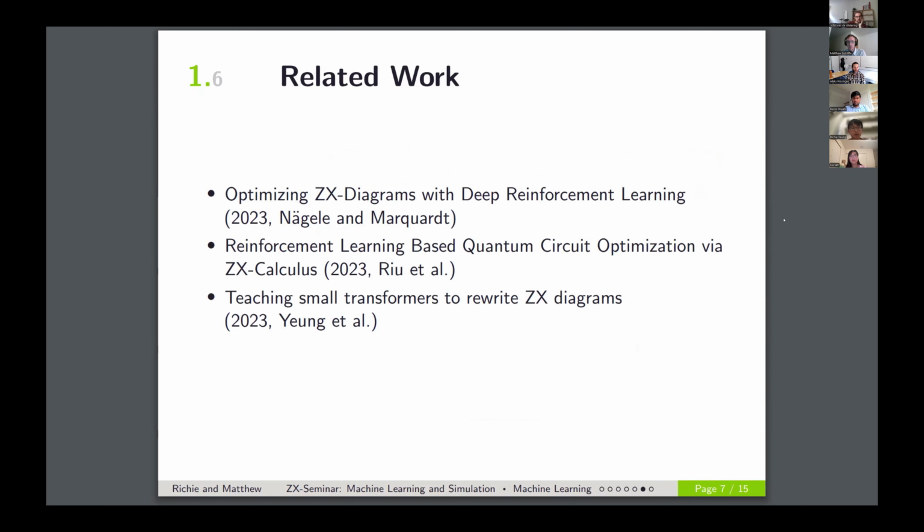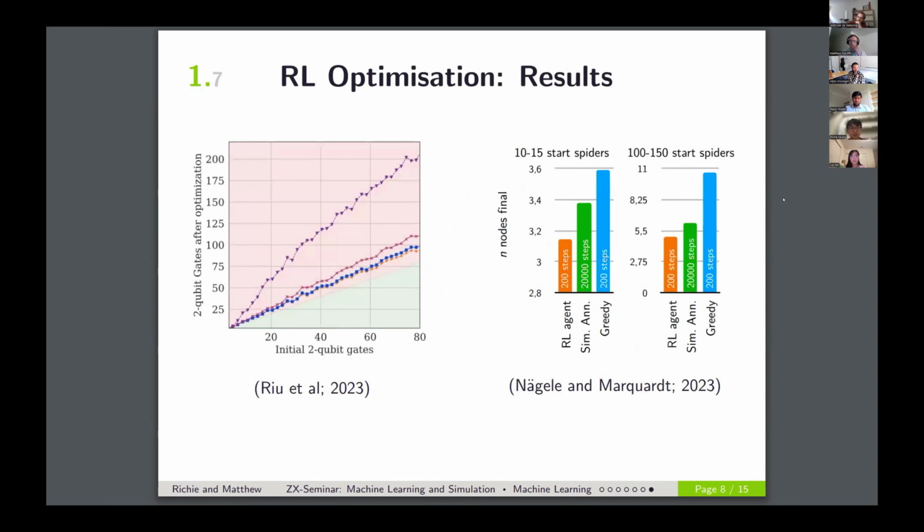So I'm going to highlight 3 pieces of work that use machine learning on ZX diagrams. We have this first paper by Nägele and Marquardt on optimizing ZX diagrams with deep reinforcement learning, and we also have work using reinforcement learning to do quantum circuit optimization. And then there's some work that I've done with Konstantinos, Alexander Krajenbrink, and Francois Charton on rewriting ZX diagrams using transformers.